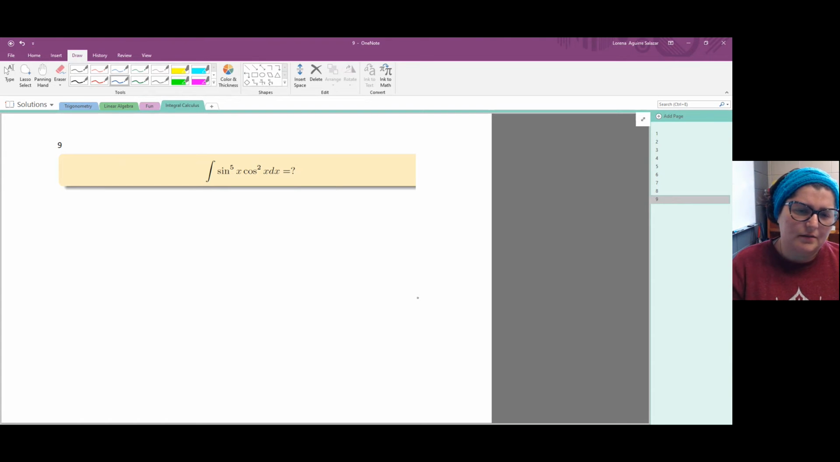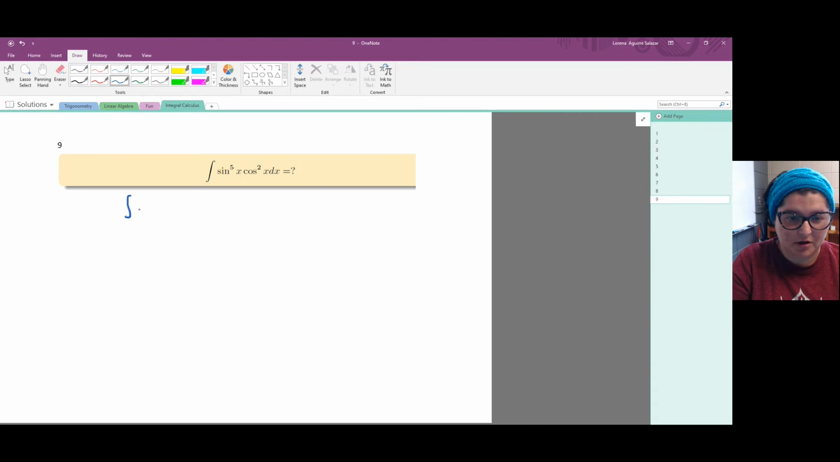As we can see, we have a fifth power of sine. That fifth power can be decomposed into two parts. We have sine to the 5 of x cosine squared of x, which is the same as sine to the 4 times sine of x, and then times cosine squared of x dx. And it's good to see an even power of sine, because then we can write that even power as a power of sine squared.